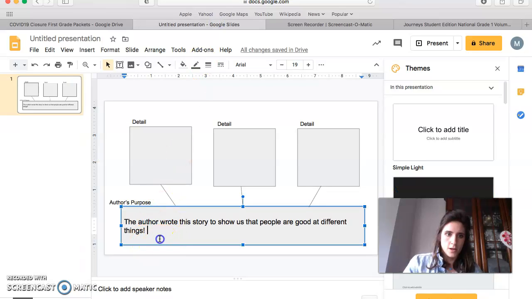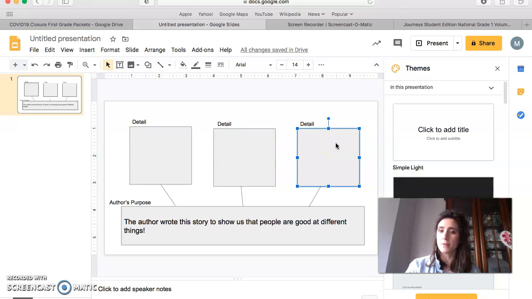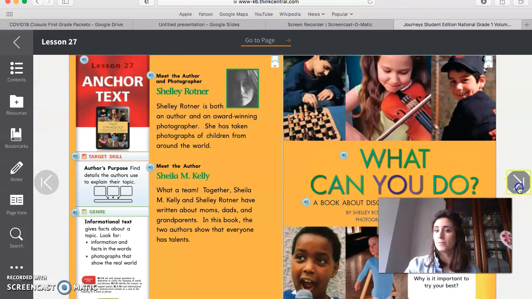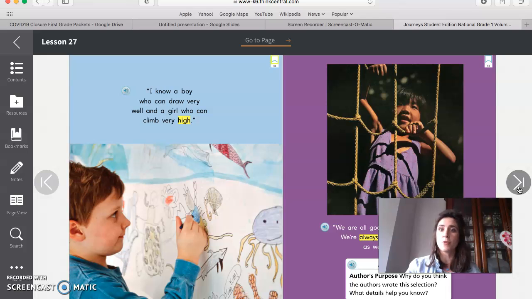So, the author's purpose, I said the author wrote this story to show us that people are good at different things. Now I have to provide details from the text that support that purpose, that support why I think they wrote this story. So let's find details of just kids showing us what they're good at, okay? We are all good at doing something. We're always learning new things as we get older.